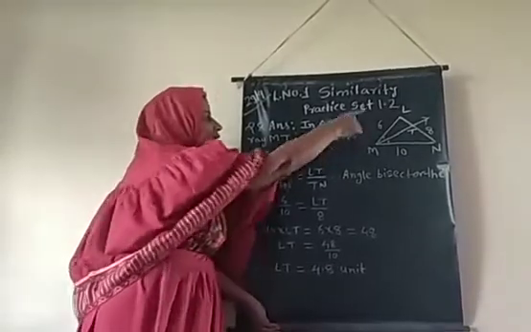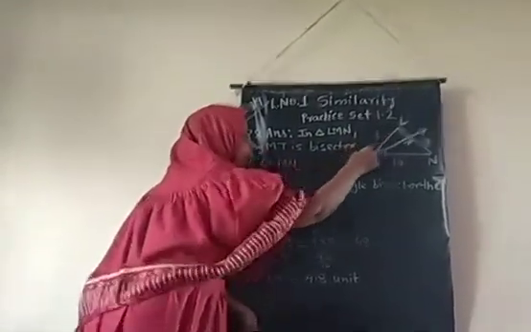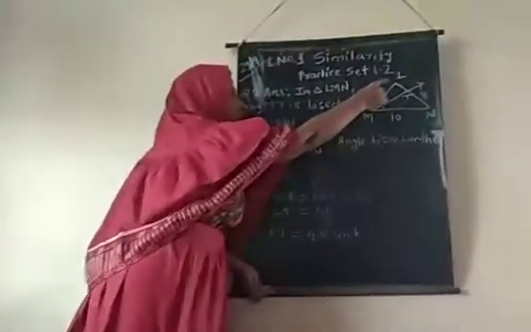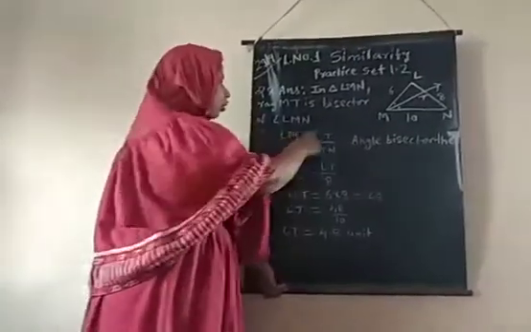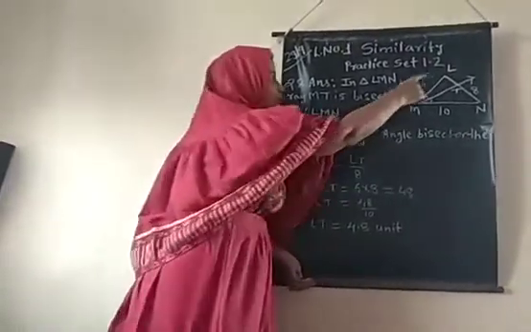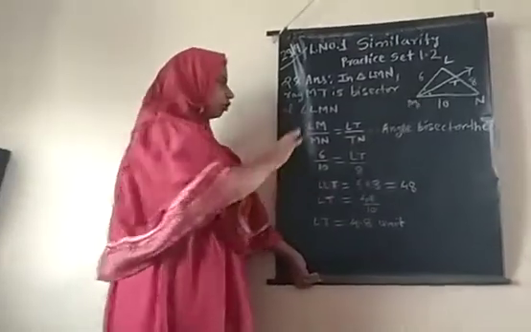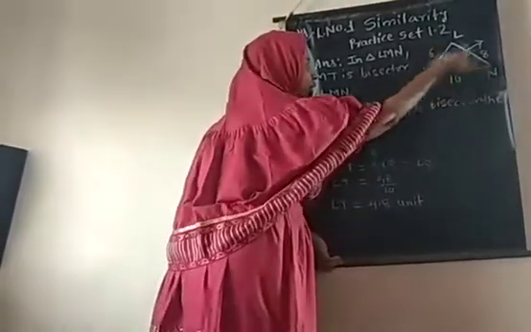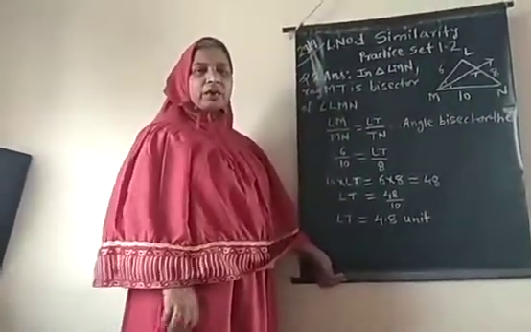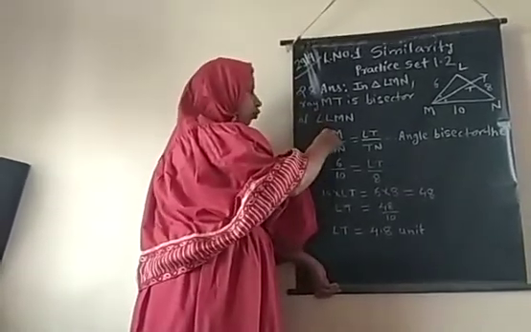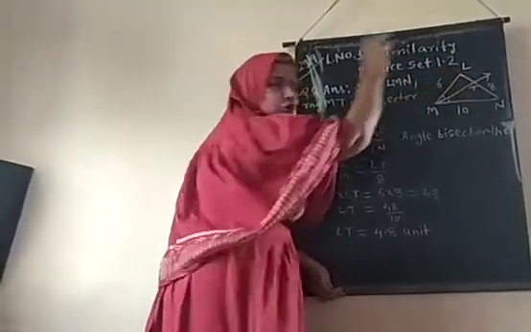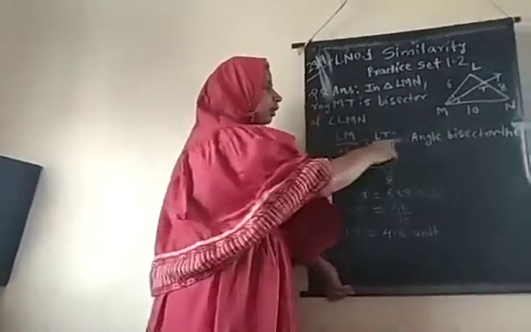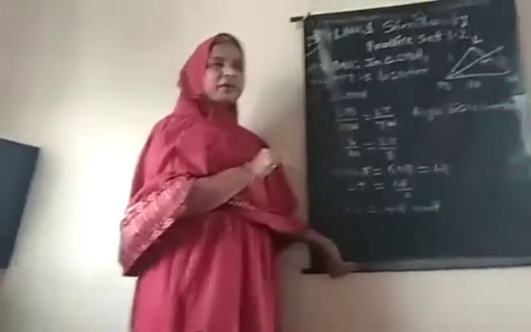Therefore the ratios are LM upon MN. So this L vertex is coming first, so the second ratio also starts from the L vertex only: LT upon TN. Be careful when taking the ratio. The ratios must be taken in the proper way, in one direction only. If you take the ratio in the reverse direction, your answer will not come correct. So if the first ratio starts from this point, the second ratio also starts from that point only. LM upon MN is equal to LT upon TN, and this statement is according to the angle bisector theorem.